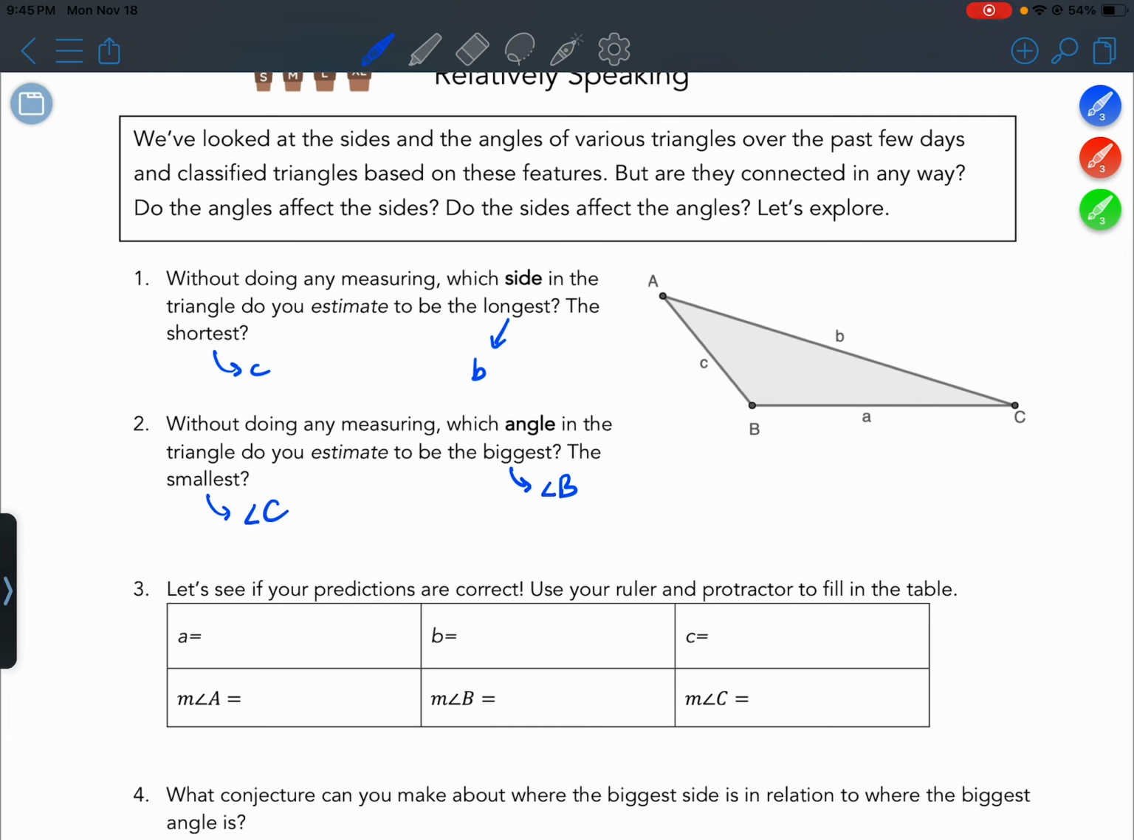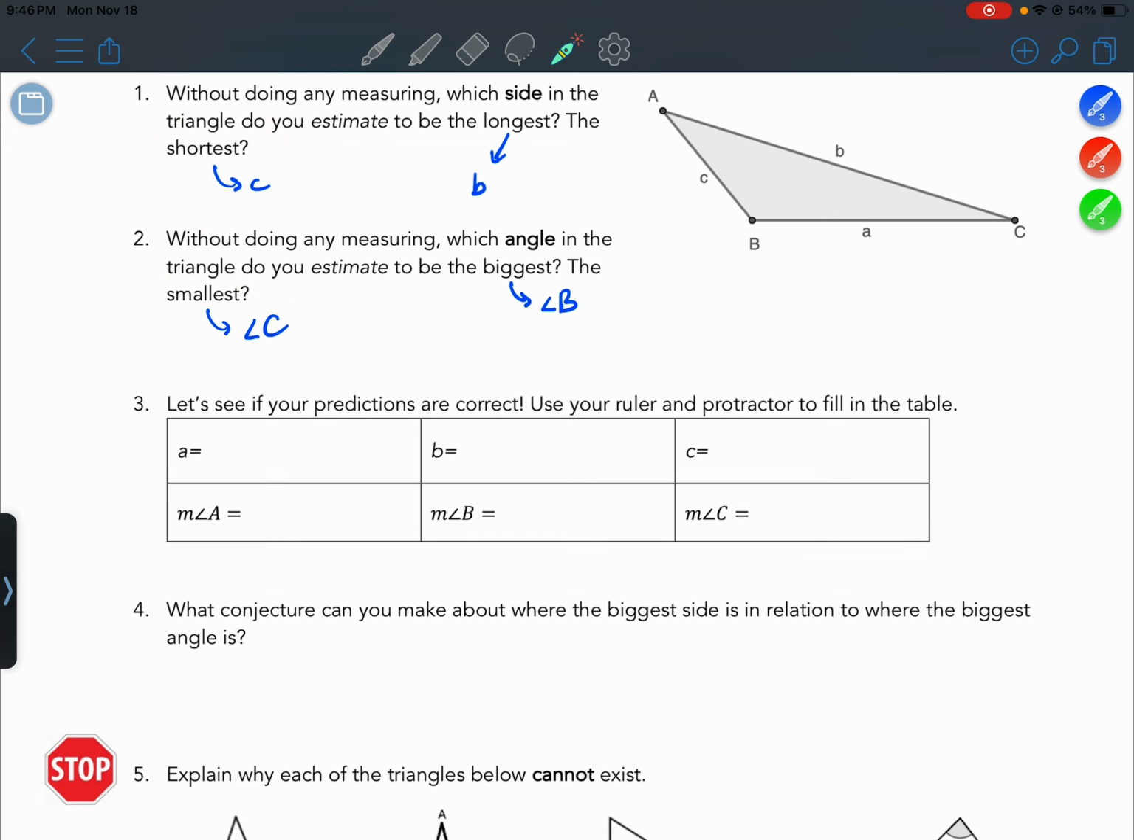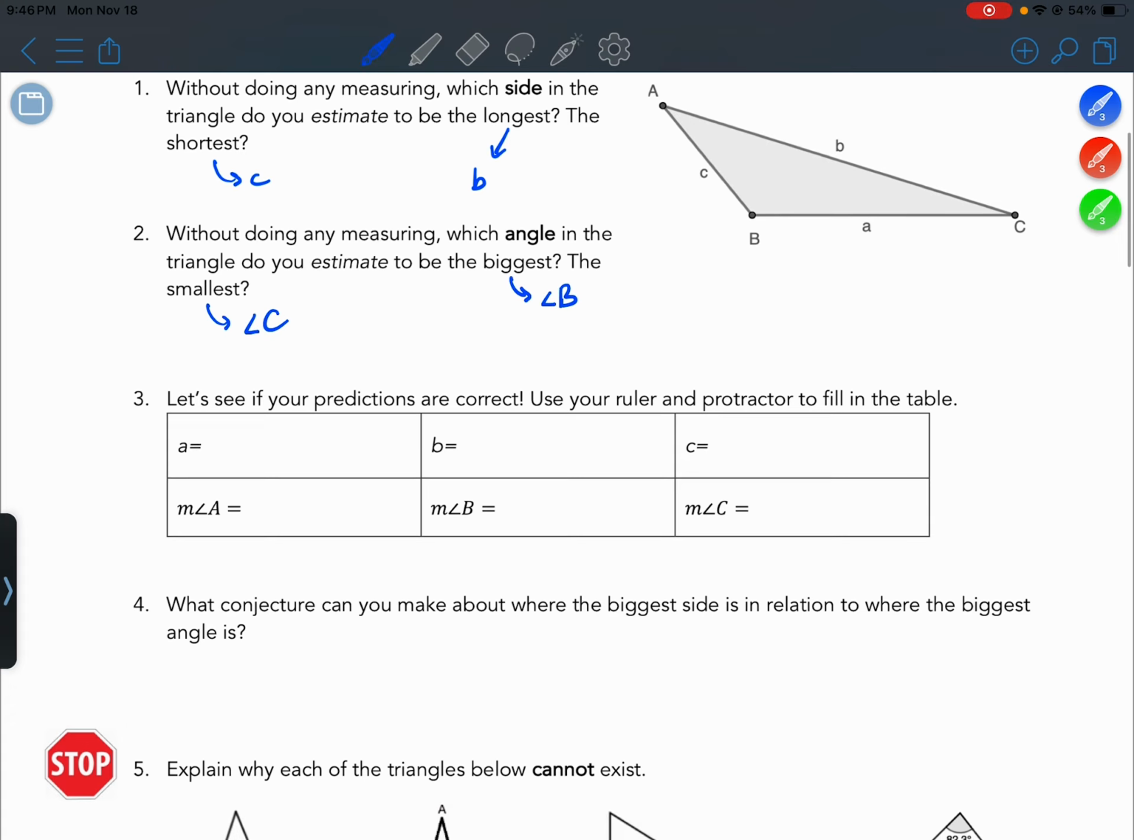Now, you might have been wondering, is that just coincidence that the longest side was B and the biggest angle was B, and the shortest side was C and the smallest angle was C? Well, in the next question, we're going to really confirm that observation. You used rulers and protractors to make some measurements. Here, I'm going to give you the measurements that I got, roughly.